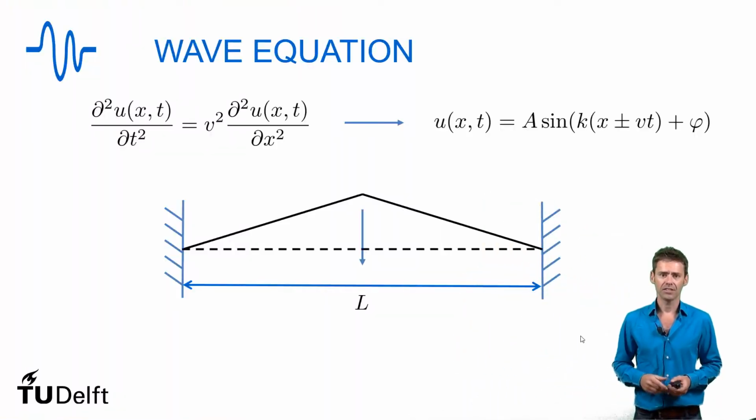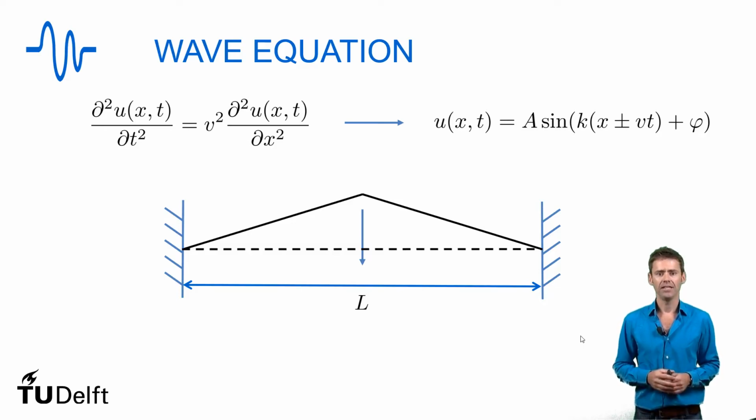So let's go back a little bit to the wave equation. We have seen that the solution to the wave equation is a function u(x,t) that is a traveling wave, a sine(kx ± vt) plus a phase phi. Now this is a wave that can travel in the positive x direction or in the negative x direction. Both are solutions to the wave equation.